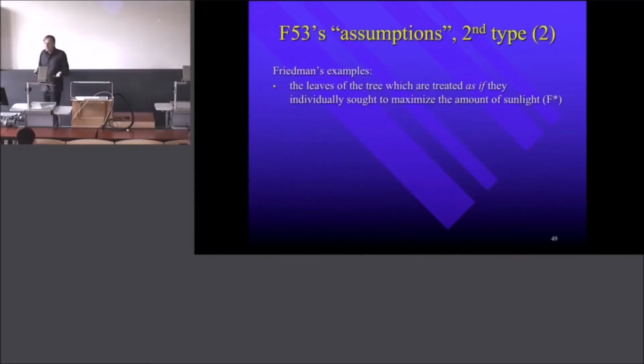Okay, Friedman's examples are the following. The leaves of the tree, which are treated as if they individually sought to maximize the amount of sunlight. This is the false assumption. It's definitely false. These leaves don't do anything. They just sit there passively, and there are forces working on them, you know, that were developed by natural selection in evolution. So they have no dynamics. The leaves cannot decide or jump from one place to the other. But this is a substitution, you say, by something completely unreal, okay?